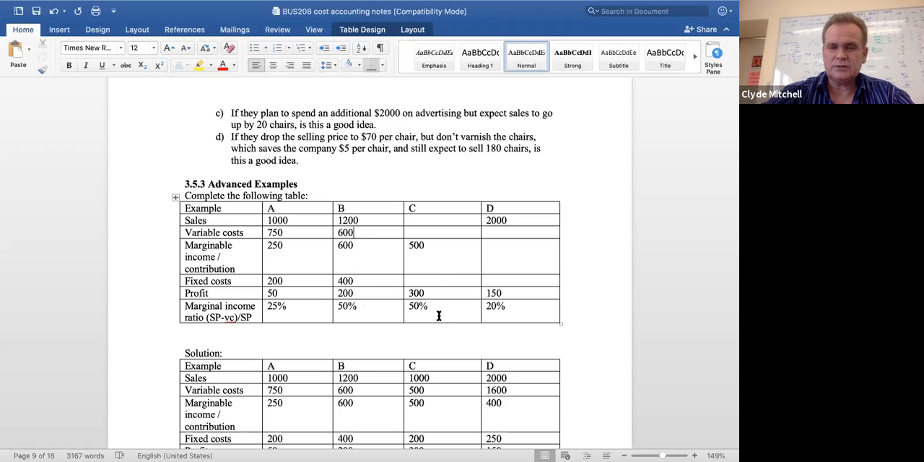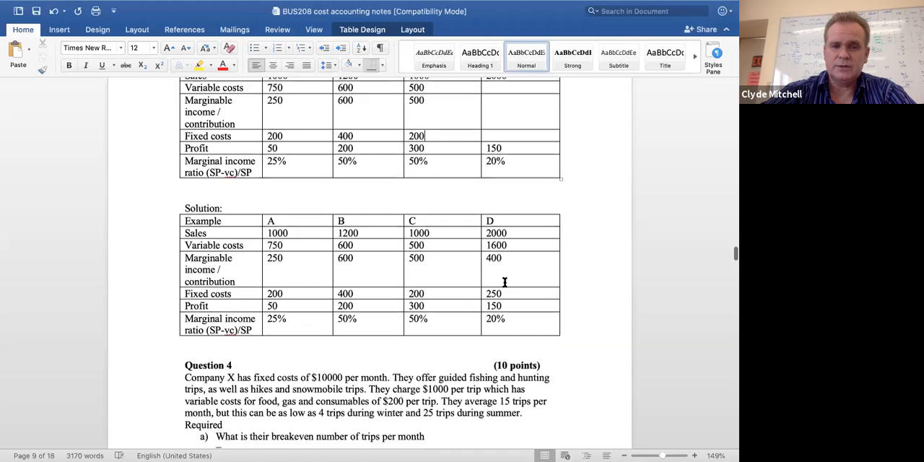Here's another one, marginal income ratio of 50%. That must be 1,000, which means that's 500. And what would the fixed cost be to give us 300? Well, 500 minus X gives us 300. That's 200. Okay, and I'm pretty sure you can do the last one.